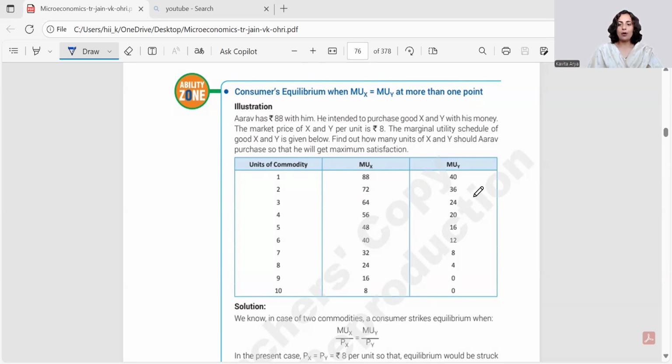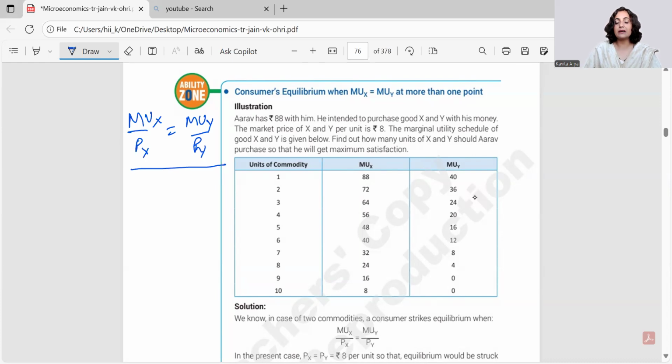So we have talked about the consumer equilibrium condition in the two commodity case as MUX by PX should be equal to MUY by PY. So how do we go about a little complicated question or situation as given below? Arav has 88 rupees with him. This is the money with him. So money income with Arav is 88 rupees.